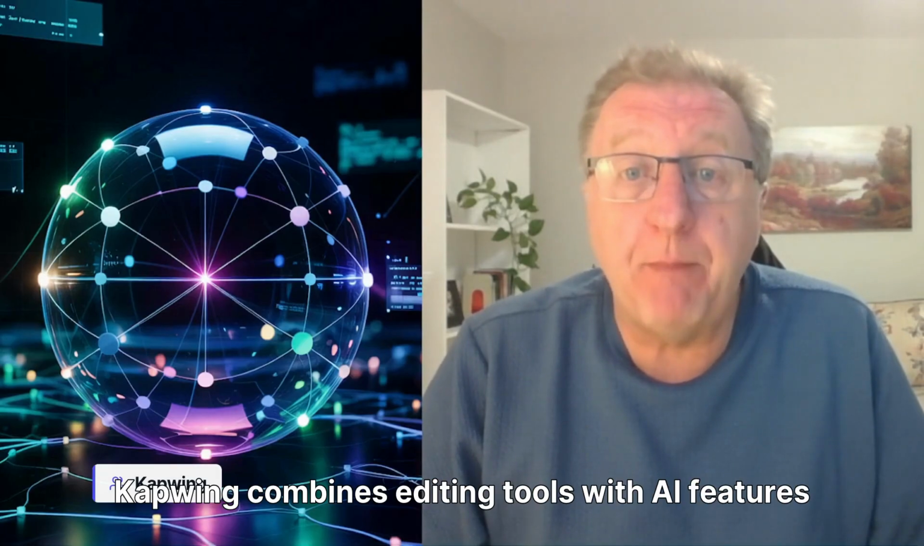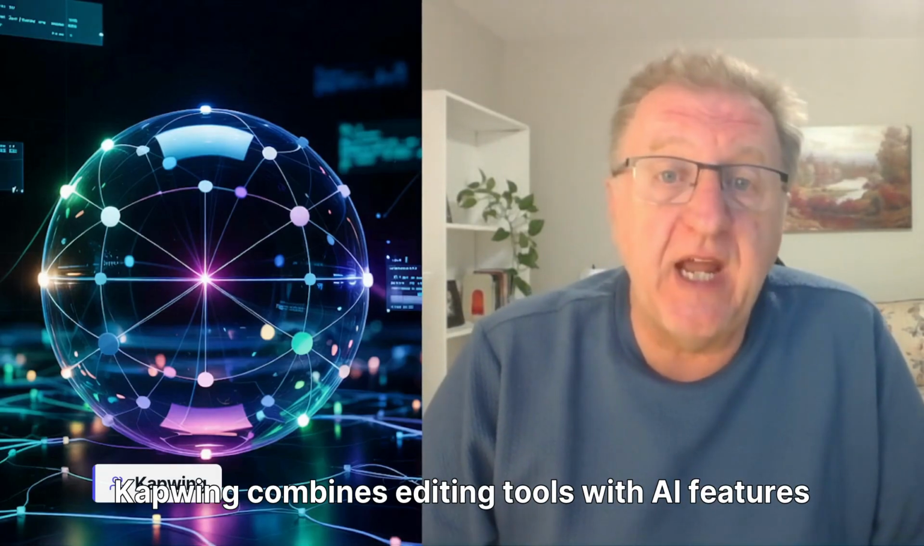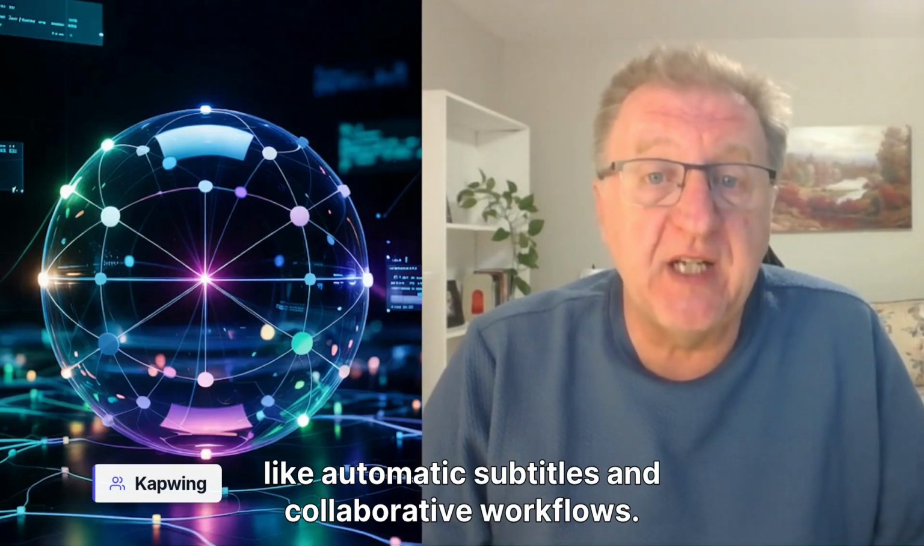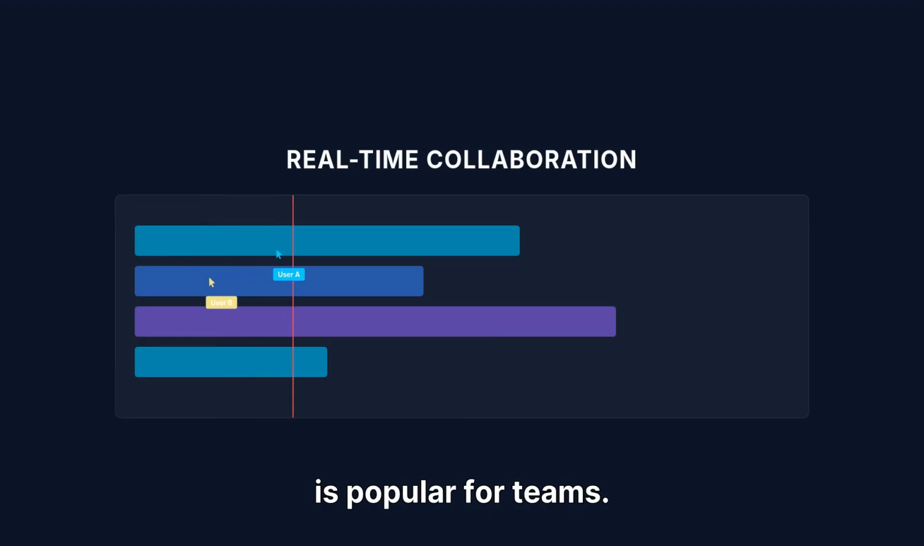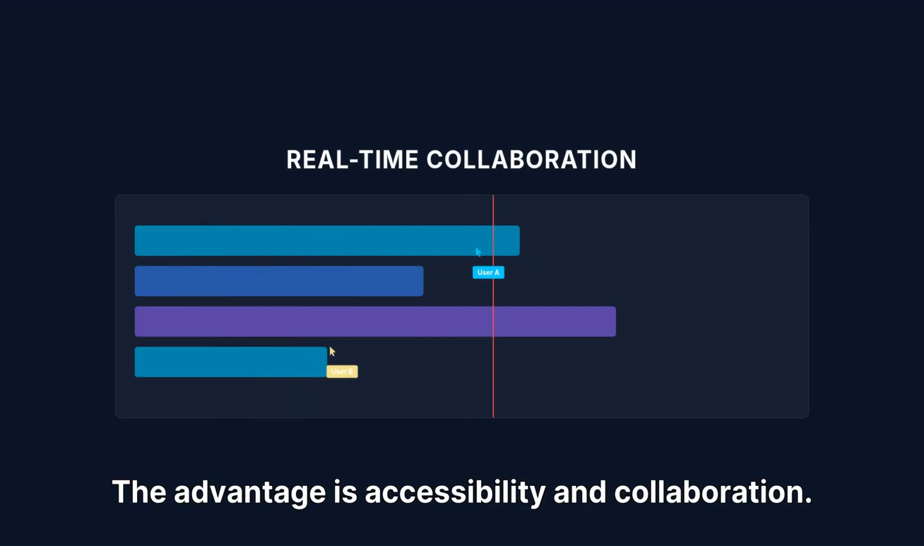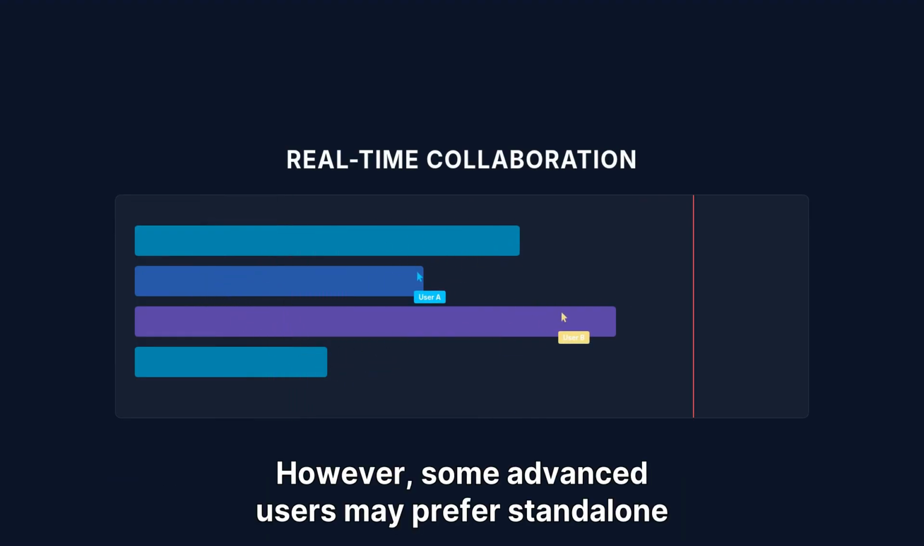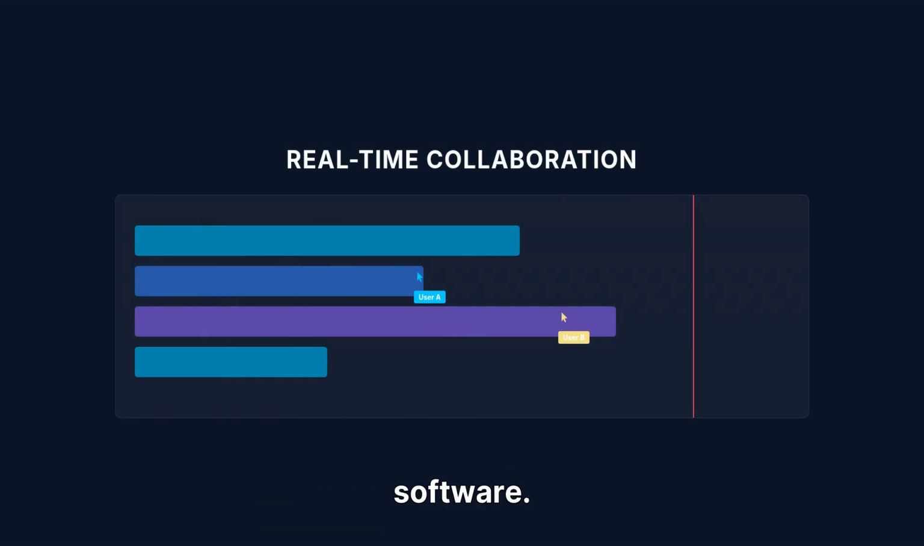Next is Kapwing. Kapwing combines editing tools with AI features like automatic subtitles and collaborative workflows. It works directly in the browser and is popular for teams. The advantage is accessibility and collaboration. However, some advanced users may prefer standalone software.